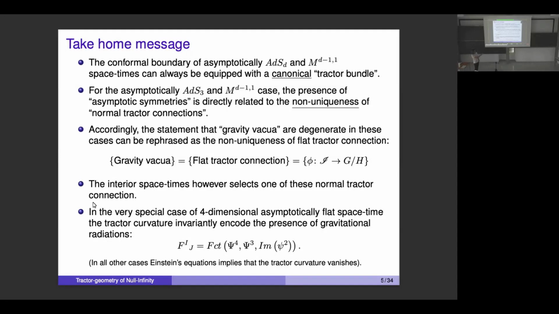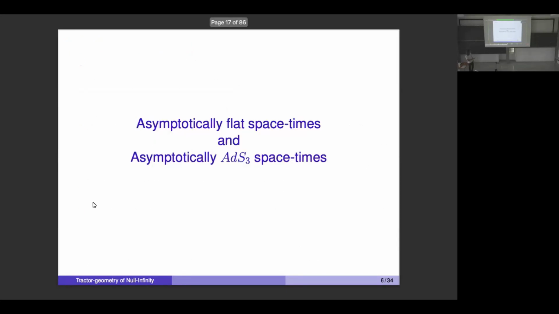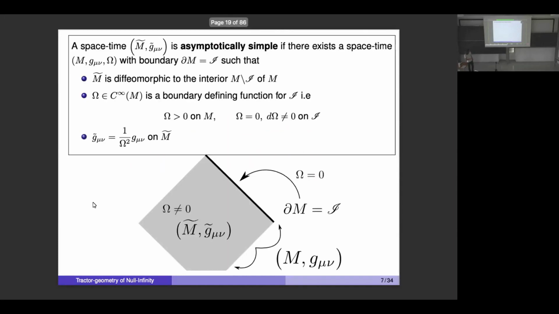Okay, so I'm flashing you this. I'm going to repeat this story many times, but I just want to have this very clear at least once. Okay, so let me first review more elementary stuff about asymptotically flat spacetimes and asymptotically AdS spacetimes.